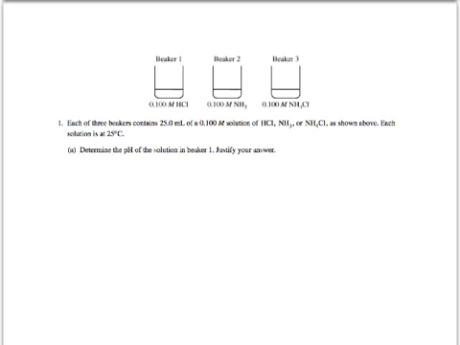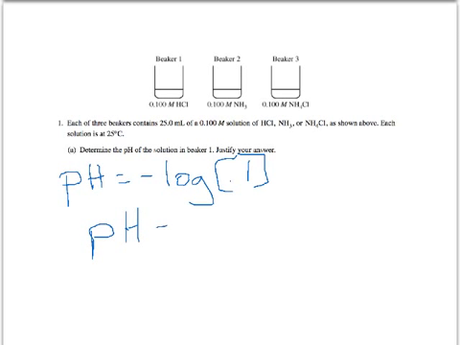So for the first part, you want to calculate the pH of the strong acid. So pH of a strong acid is the most straightforward situation. So you're just going to do this, and you'll get the pH is equal to 1.